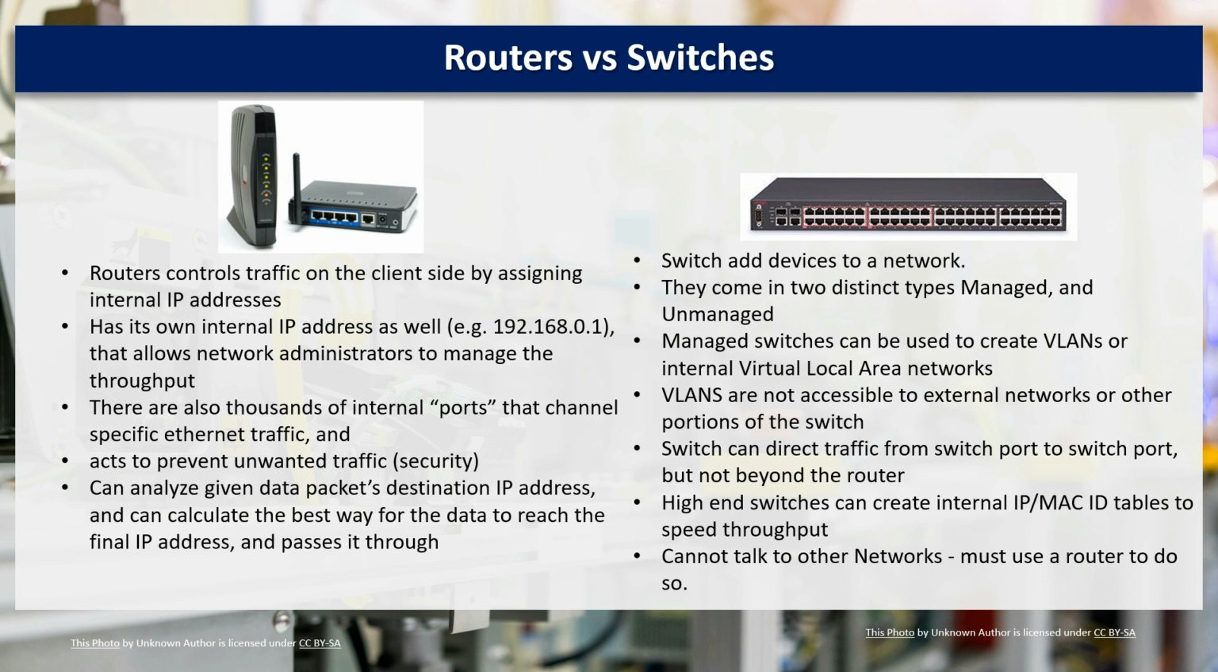Switches, on the other hand, are used to add devices to a network, to expand it internally. They come in two distinct types, managed and unmanaged. Managed switches can also be used to create VLANs or internal virtual local area networks. VLANs are not accessible to external networks or to other portions of the switch. The switch can also direct traffic from switchport to switchport, but not beyond the router. High-end switches can create internal IP MAC ID tables to speed throughput. They cannot talk, however, to other networks and must use a router to do so.